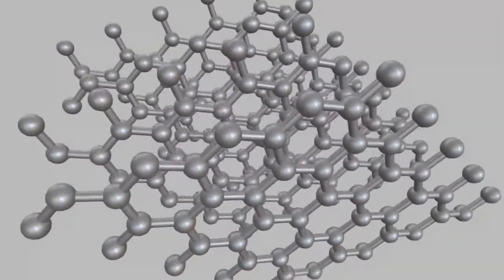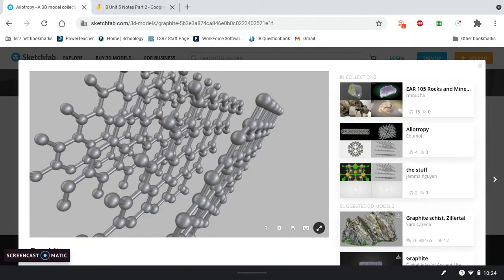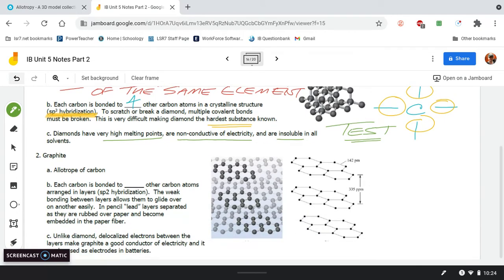So you can really kind of see that. It's a great model, and then you can kind of see those layers. So let's go back over here to the notes. Graphite is an allotrope of carbon, which is just another form of the same element.